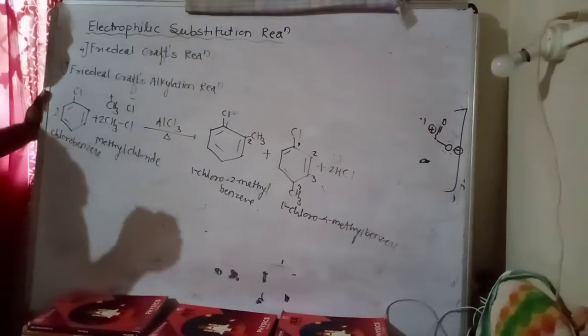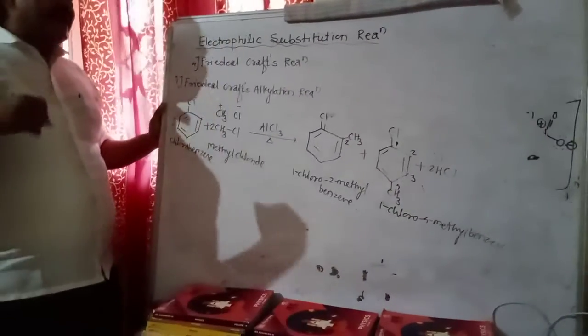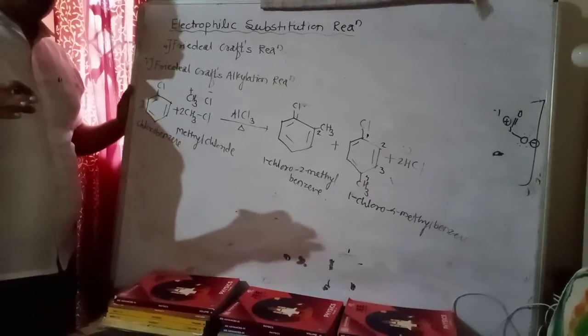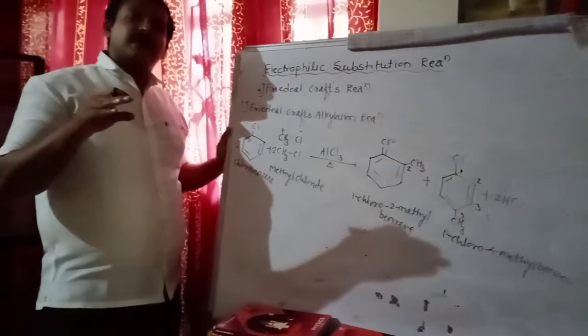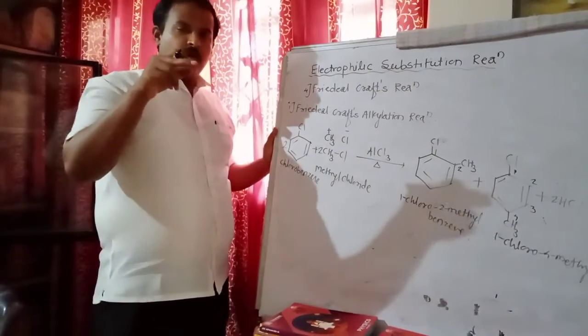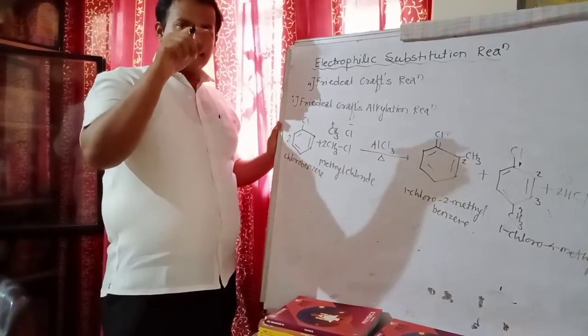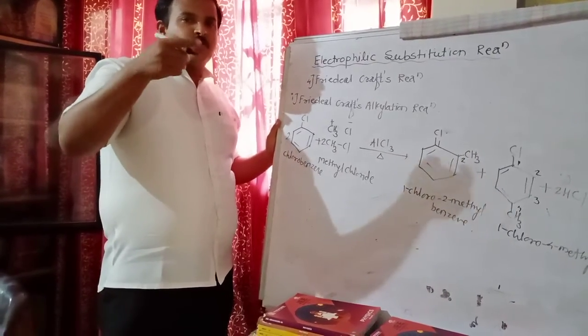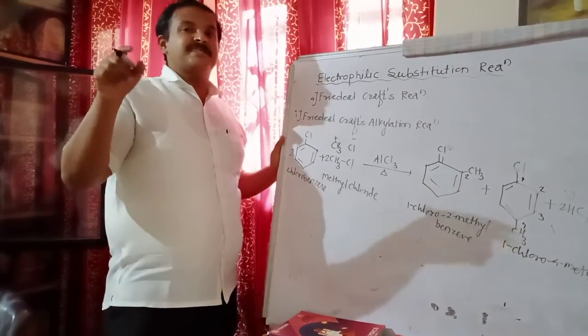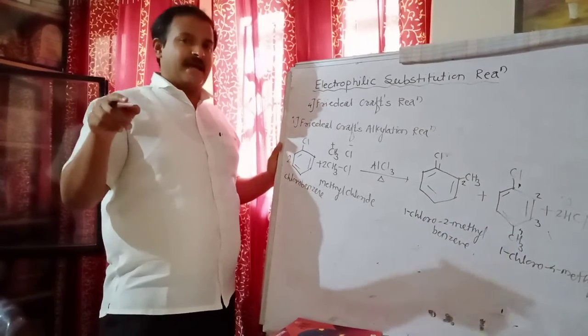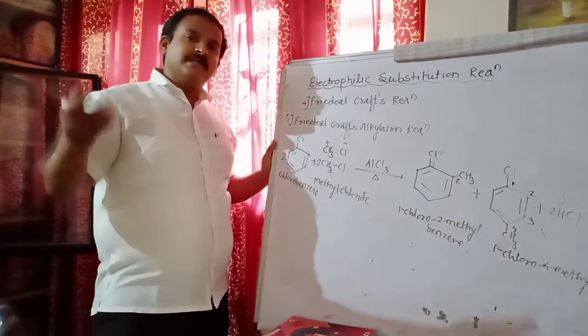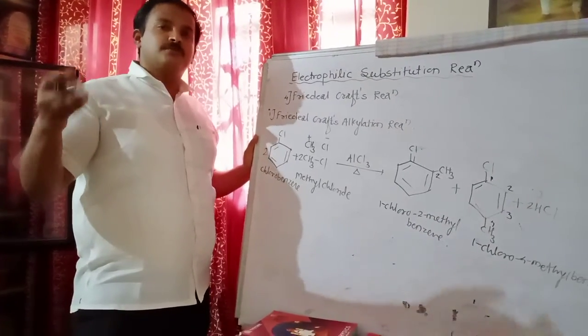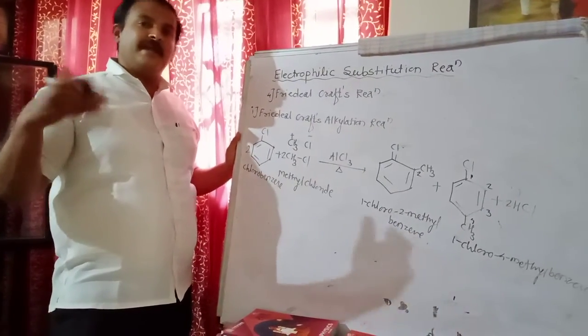Students, what is the exact definition of the Friedel-Crafts alkylation reaction? You know that an alkyl group forms when one hydrogen atom of an alkane is removed. For example, CH4 is methane. When one hydrogen is removed from methane, we get CH3. Tell me the name of CH3: methyl. Methyl is CH3, ethyl is C2H5, propyl is C3H7.